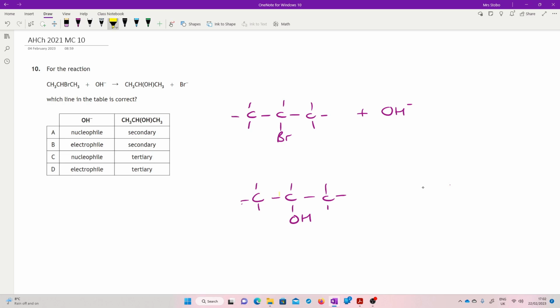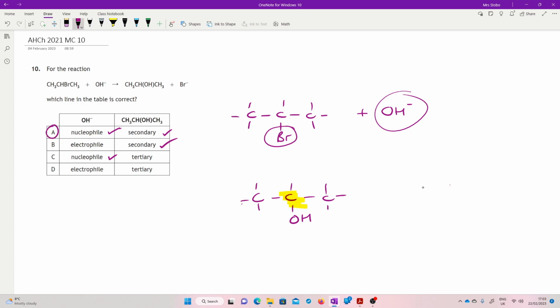Okay, so the easiest bit is going to be deciding what that alcohol is. The carbon which has the OH on it is attached to two other carbons, so we can confidently say that that is secondary. What we now have here is a substitution reaction, substituting this bromine for the OH. To be honest, it's easier just to know this one.